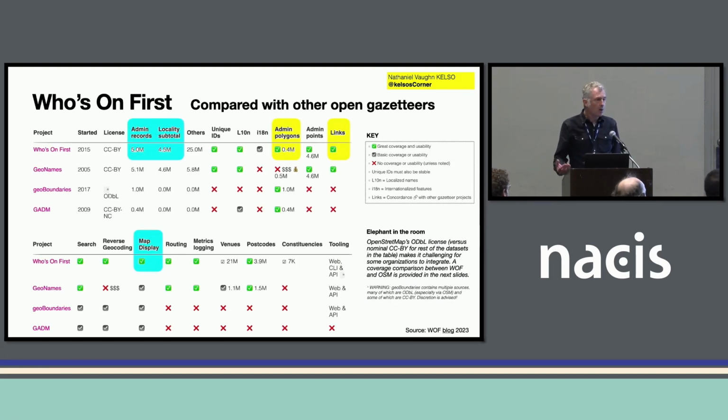Who's on First is not the only gazetteer out there. Some other common ones are GeoNames, geoBoundaries, and GADM. Some of these are academic projects. Some of them are semi-commercial. I like to think that Who's on First is in that sweet spot where we play to the strengths with unique identifiers. We have free polygons, and we take special care with internationalization and localization. So I'll talk a little bit more in this presentation about two of these aspects, polygons, and then we'll get into map labels.